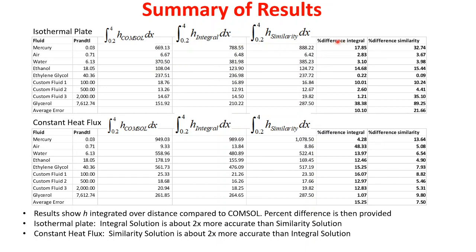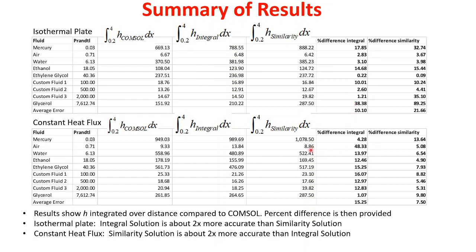So just to give an example, percent difference for the integral method would be the integral of H for the integral method minus the integral of H for the COMSOL method, that quantity divided by the integral of H for the COMSOL method, and then I would take the absolute value of that. So I looked at the percent difference for all the different fluids and then calculated an average error to score the method as a whole. And contrary to what I was expecting, I thought that the similarity solution would produce the most accurate results. The similarity solution produced about twice the percent difference that the integral solution did. So for the isothermal plate, the integral method was the better method.